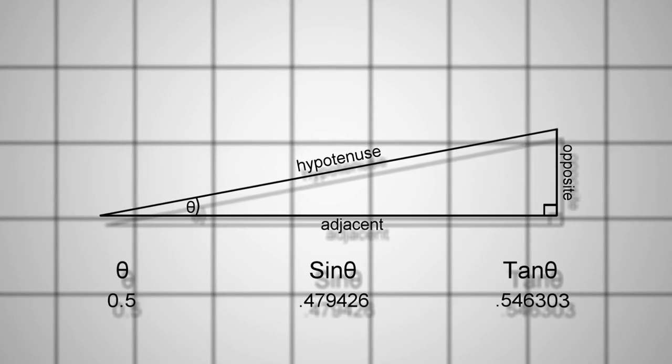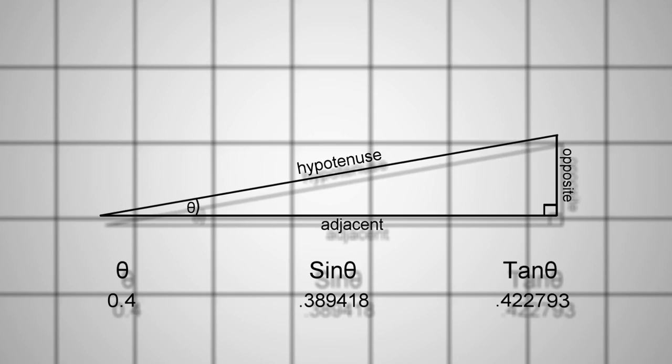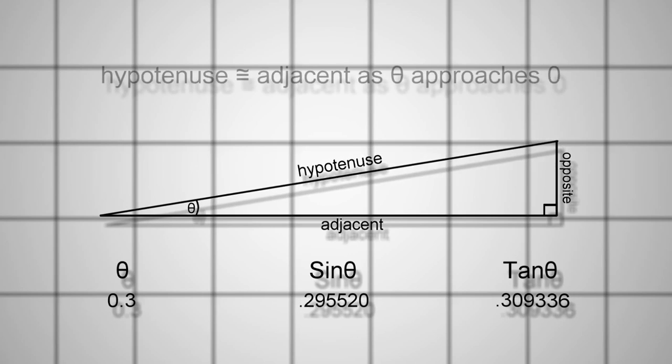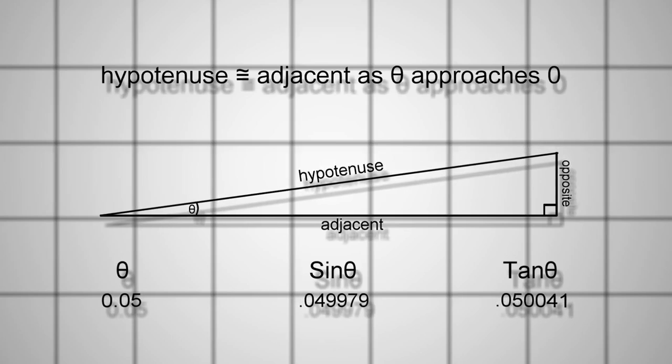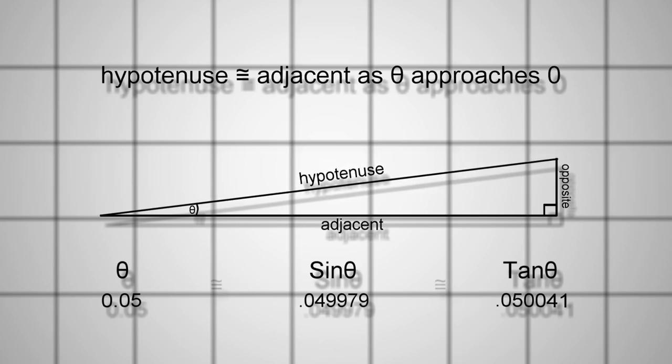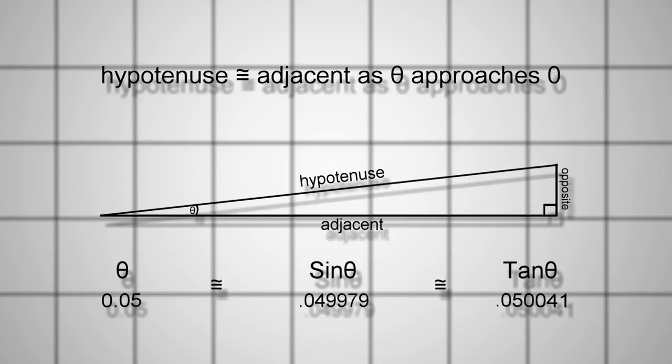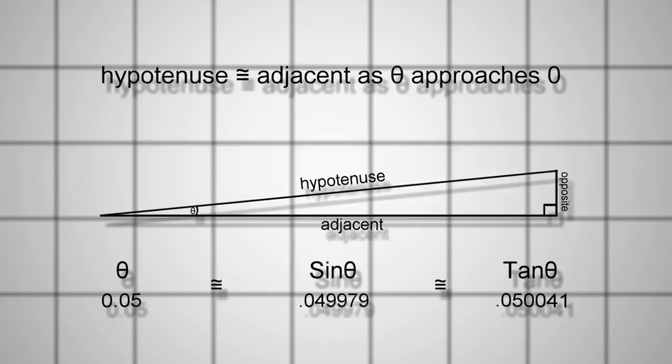The idea behind it is that as the angle approaches 0 radians, the opposite approaches a value of 0. Therefore, as the angle approaches 0 radians, we can say that the hypotenuse approximately equals the adjacent. Therefore, sine theta approximately equals tan theta, which approximately equals theta.